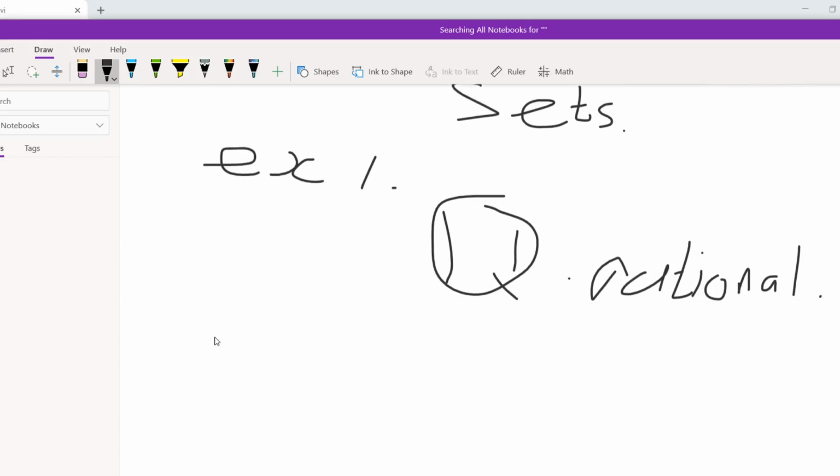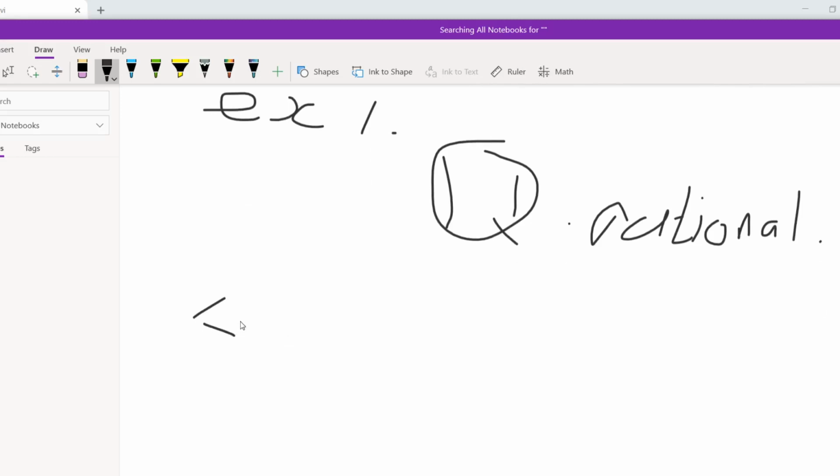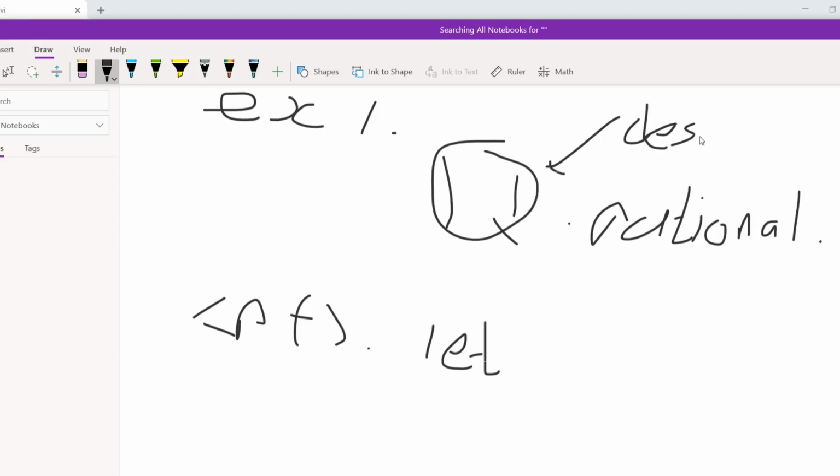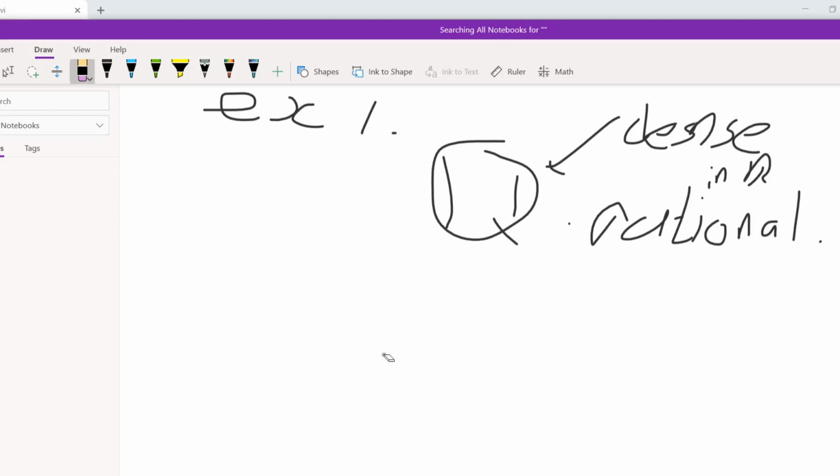Let's do a proof. Hope you all are ready for this. So let's say, we're just going to say it's dense in R. Before I do that proof, I just want to talk about the intuition as to what I'm trying to show.